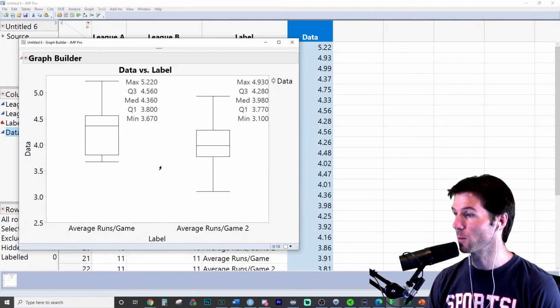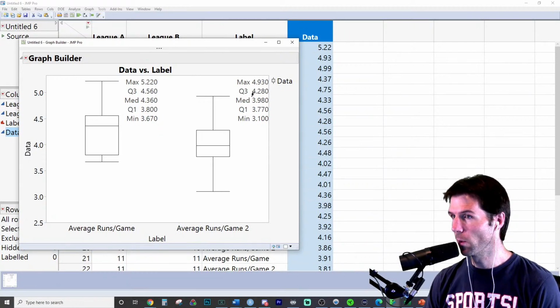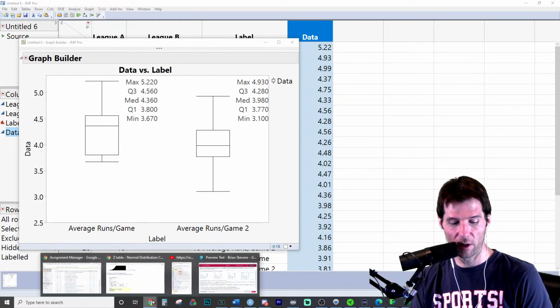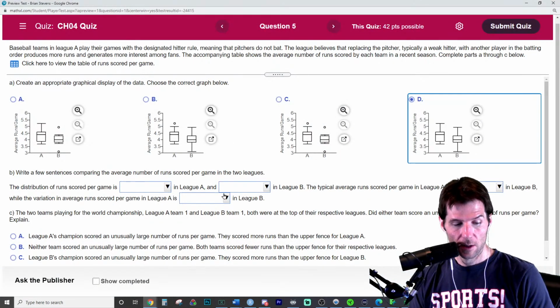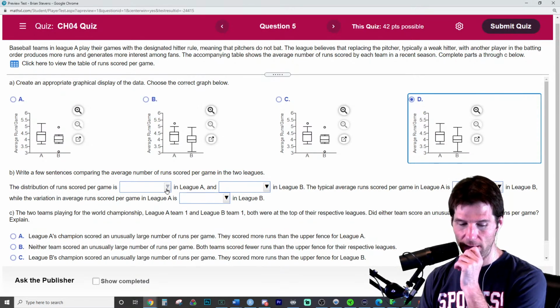So it gives you the 5-number summary, which is something we covered today. Know how to calculate the IQR and understand that the range is always up to the highest and lowest point. Big things to know from today. So the distribution of runs per game is blank in League A. League A. Now this is the tough part.